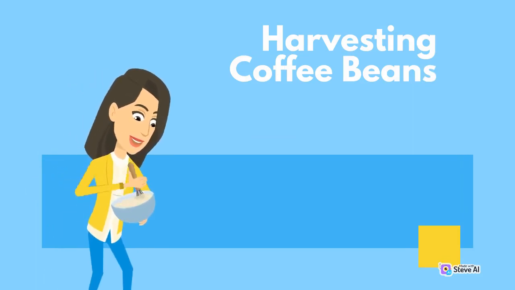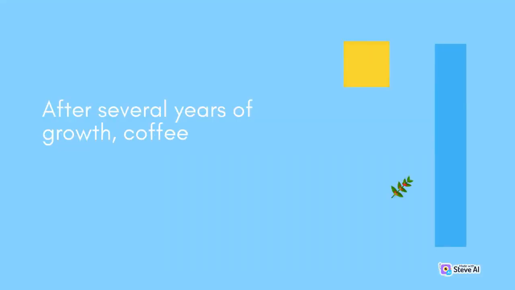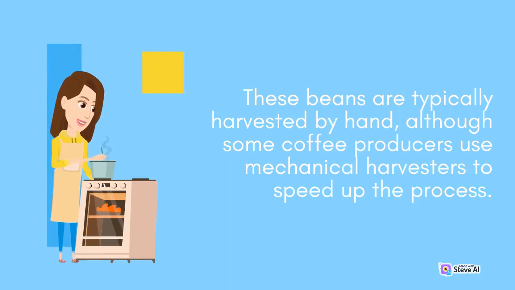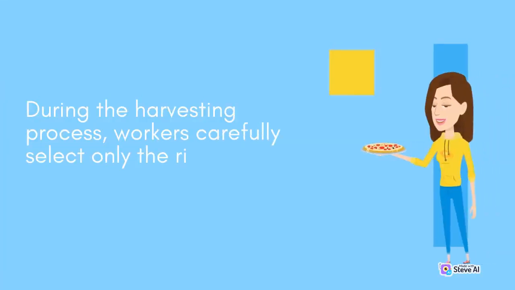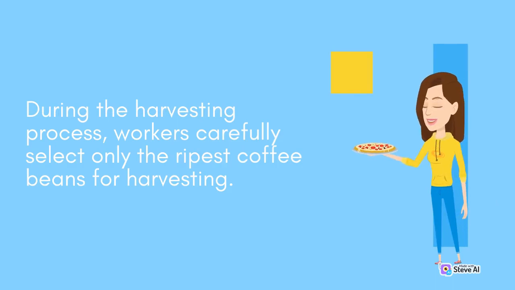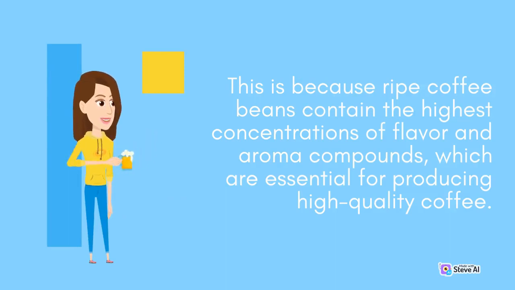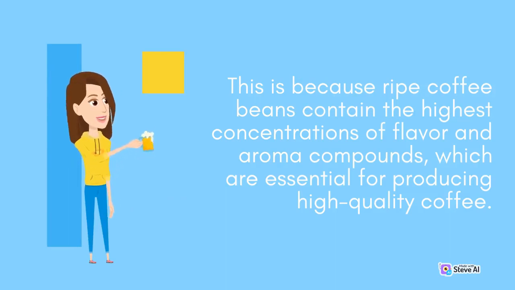Harvesting coffee beans. After several years of growth, coffee trees will begin to produce coffee beans. These beans are typically harvested by hand, although some coffee producers use mechanical harvesters to speed up the process. During the harvesting process, workers carefully select only the ripest coffee beans for harvesting. This is because ripe coffee beans contain the highest concentrations of flavor and aroma compounds, which are essential for producing high-quality coffee.